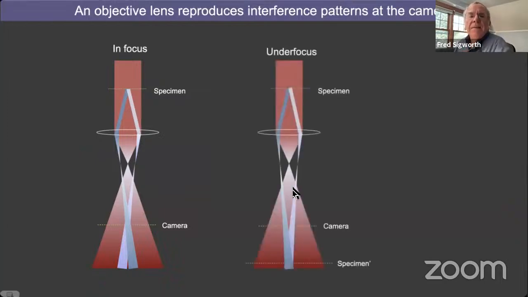And so that means that when we do underfocus, we can actually be looking above the specimen, so to speak. So underfocus means that the actual focal plane, the conjugate plane for the specimen, is down below the camera, and the conjugate plane for where the camera is, is above the specimen. So that's what I mean by underfocus. We're looking above the specimen.